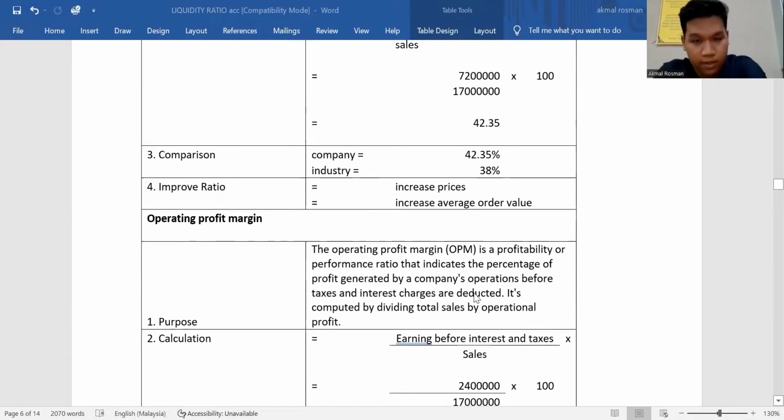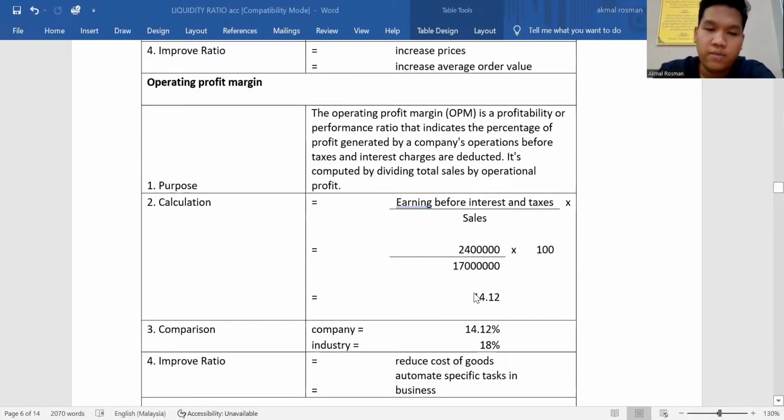Okay, the purpose of operating profit margin is a profitability or performance ratio that indicates the percentage of profit generated by a company's operation before taxes and interest charges are deducted. It's computed by dividing operational profit by total sales. So the calculation is earnings before interest and taxes divided by sales times 100.